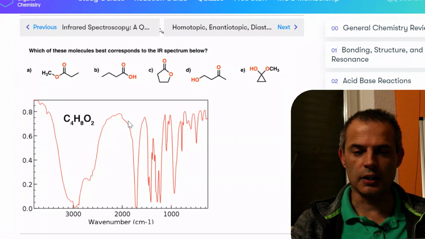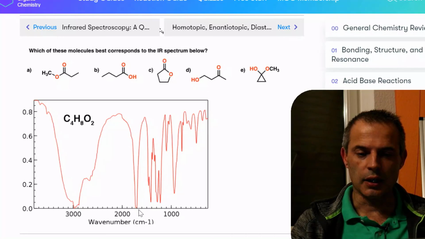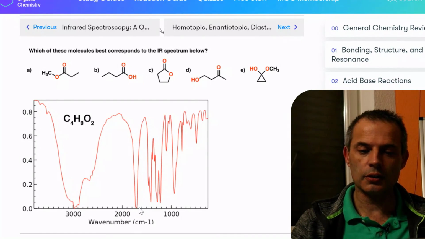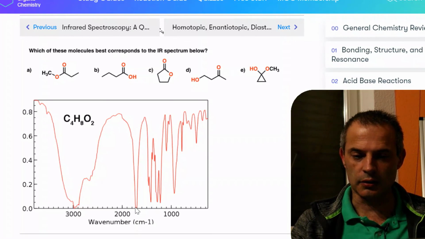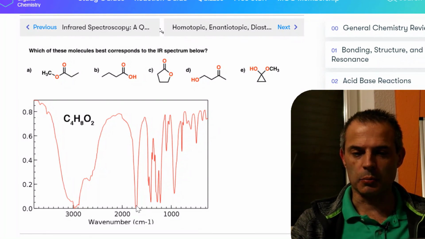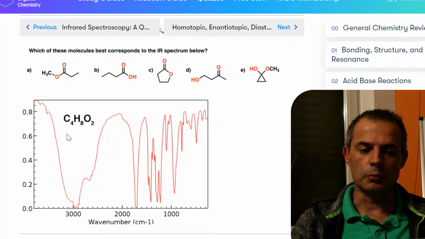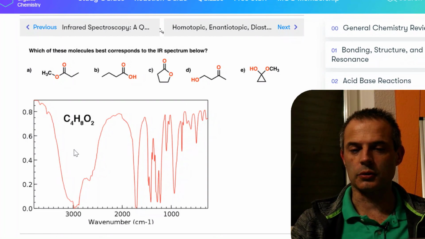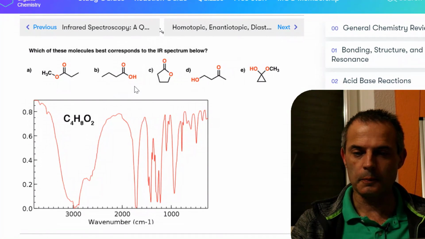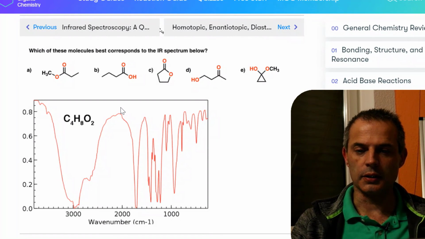So there's nothing in here, and then there's this massive peak again at, it's over 1700, but it's not 1800, it's 1750 or something like that. That's our typical C double bond O, so it's a carbonyl group. With a carbonyl group and an OH group, that sounds very much like an acid, which would be B. It could also be D.